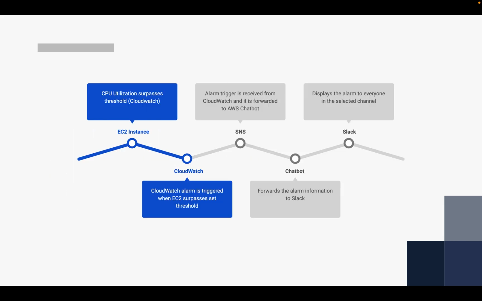So here's an overall idea of the process of what happens. First, it begins in the EC2 instance. The EC2 instance, in this case the CPU utilization, will surpass the threshold that was set in CloudWatch. Then we move on to CloudWatch. Its alarm will trigger because it surpassed this threshold. From there, since the alarm is triggered, SNS would receive the alarm from CloudWatch and forward it to AWS Chatbot. And then Chatbot itself would forward that alarm information to Slack, and then Slack would display the alarm information to everyone in the selected channel.